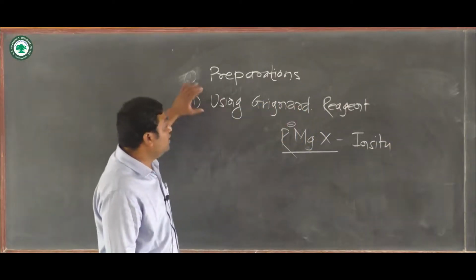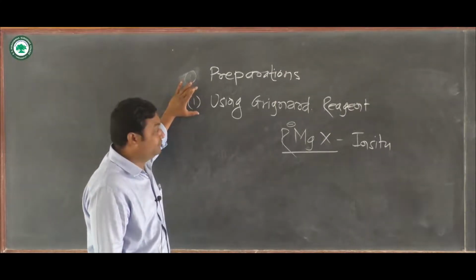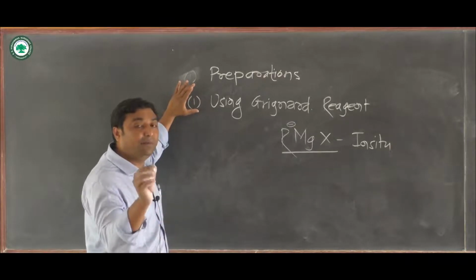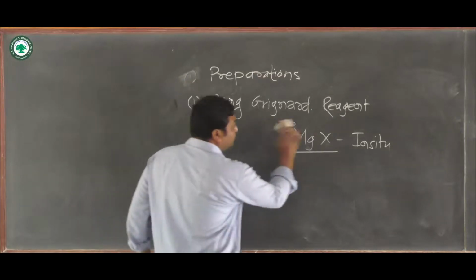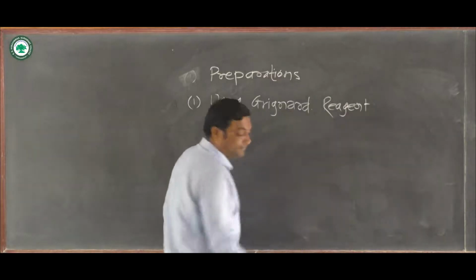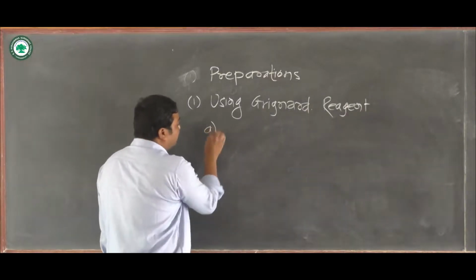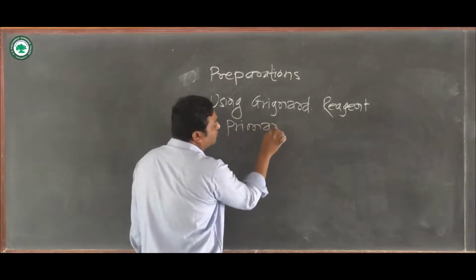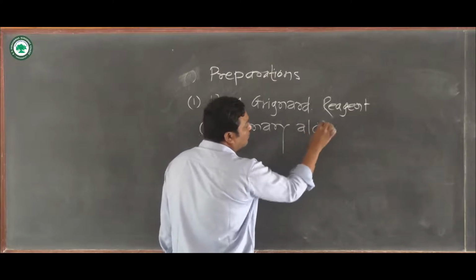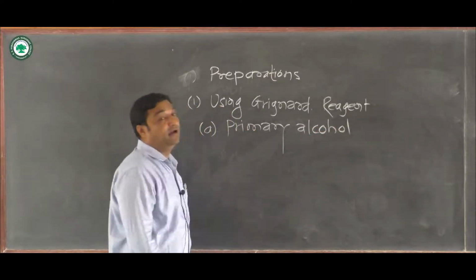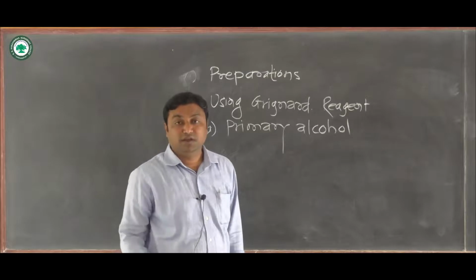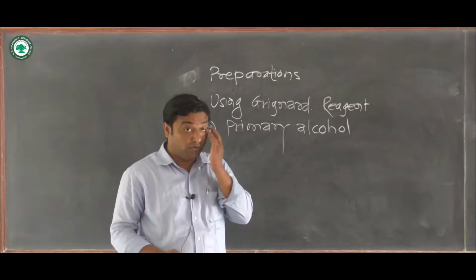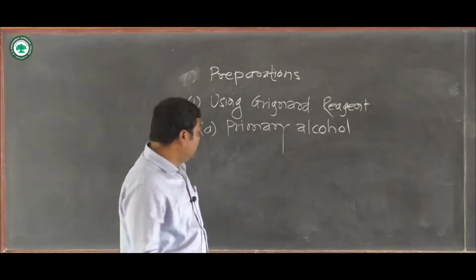Now, the first preparation of alcohol is related with the preparation of primary alcohol. We know what is meant by primary alcohol. If the OH group is directly attached to a primary carbon atom, then that alcohol is called a primary alcohol.